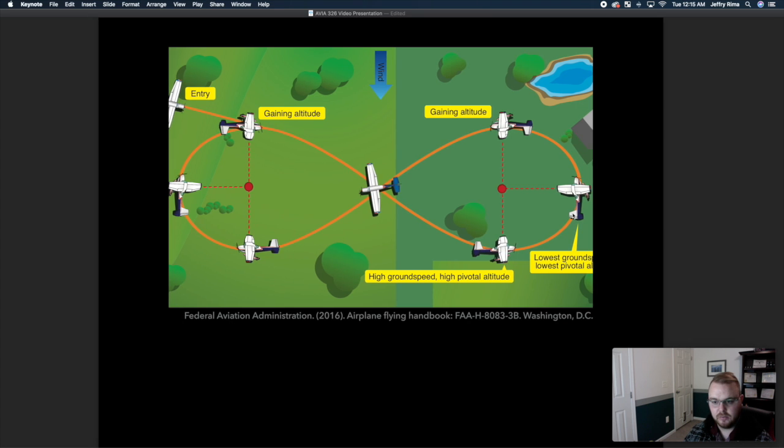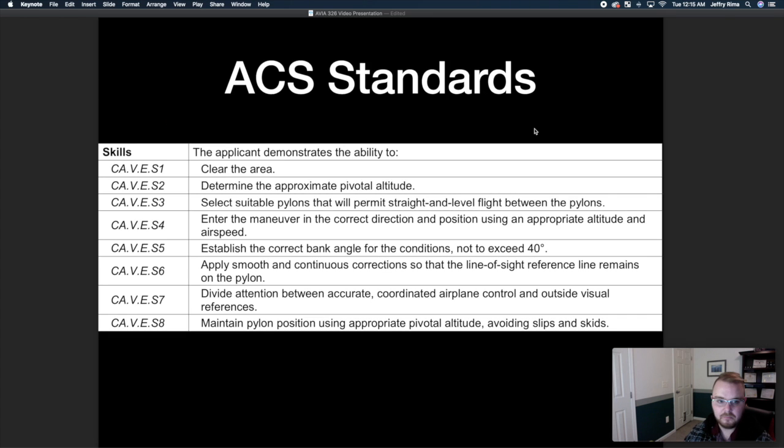ACS standards, obviously you have to clear the area. I found the best way to do this to be to fly upwind away from your two pylons, and then you can do a 180-degree clearing turn back into the two pylons as you reduce elevation back down to your pivotal altitude. Then you can start your trim and make your calculations based on ground speed.